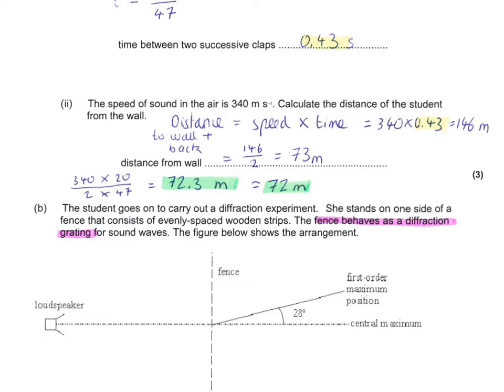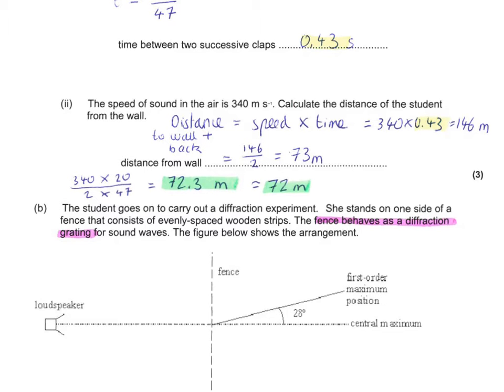If you'd started by saying, well, I'm going at 340 meters per second for 20 seconds, and I'll divide that by the there and back factor and the number of claps factor, you actually end up at 72. So you can end up with either of those two numbers. It's just a slight rounding thing that happens along the way, not a problem.